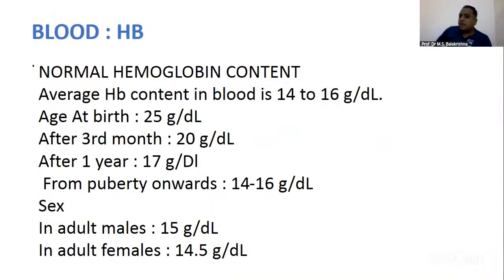Now the normal values of hemoglobin: the average hemoglobin content is 14 to 16 grams per dL. But at birth it is extremely high, 25 grams per dL, which is normal for the child. After 3 months, it decreases to 20. After 1 year, 17. And after puberty, 14 to 16. Generally adult males have 13 to 15, and females are a little higher, 14.5 to 16 or 16.5. So hemoglobin content changes depending on sex.